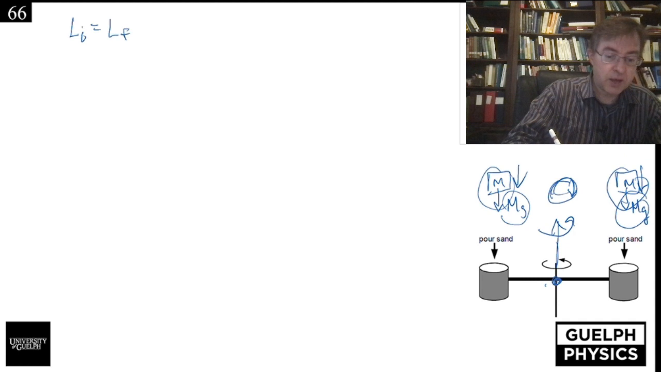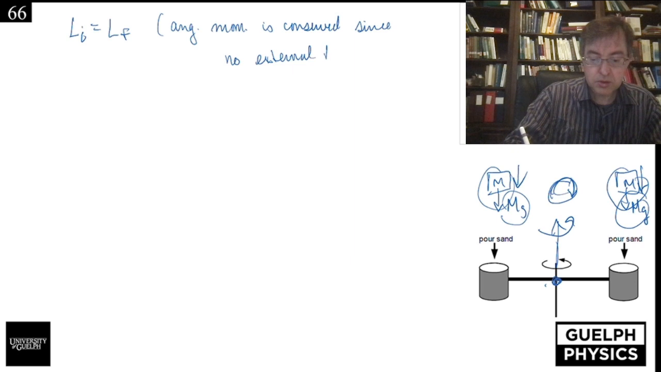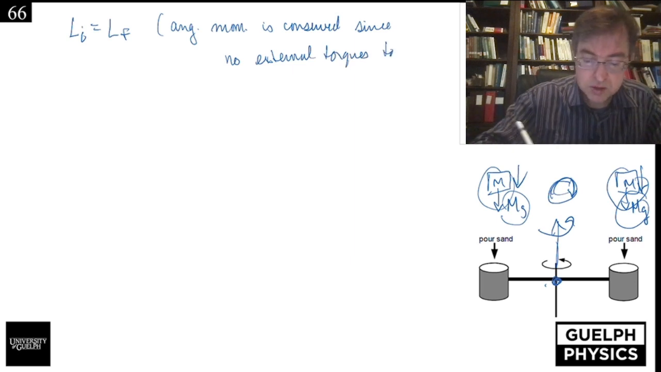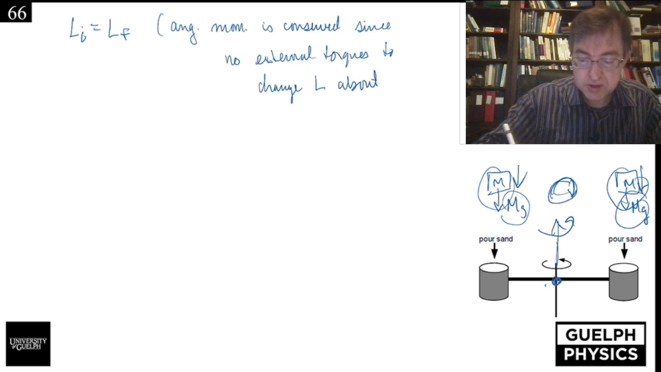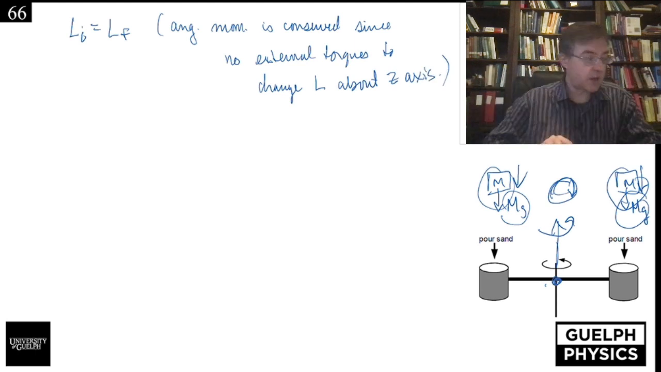And so to make a long story short, the conclusion that you can say is that the initial angular momentum is equal to the final angular momentum in this case, okay? So angular momentum in this problem is conserved, okay? Since there are no external torques to change the L about this z-axis. Okay, so there's nothing in the horizontal plane that's speeding the system up or slowing it down.